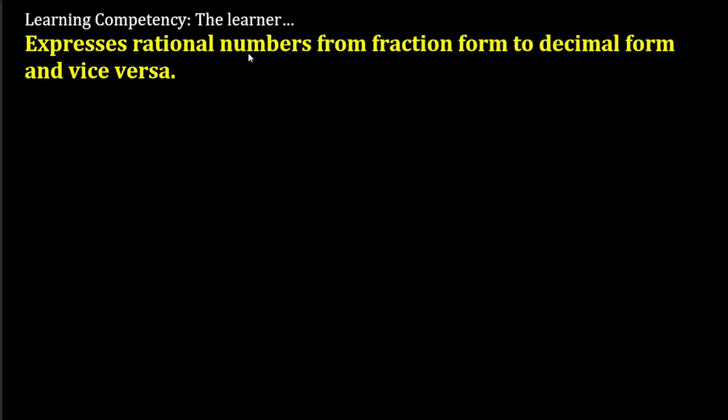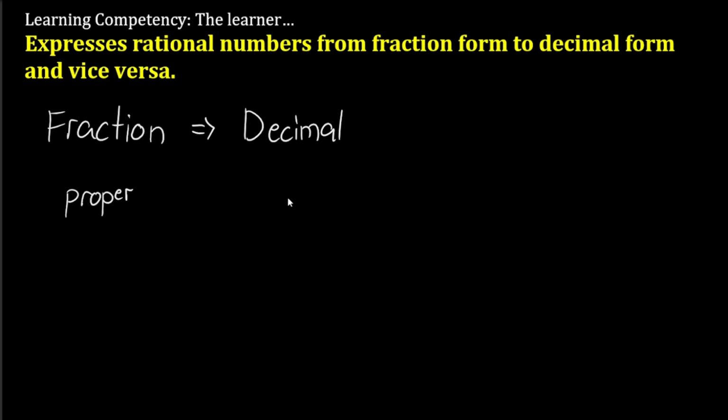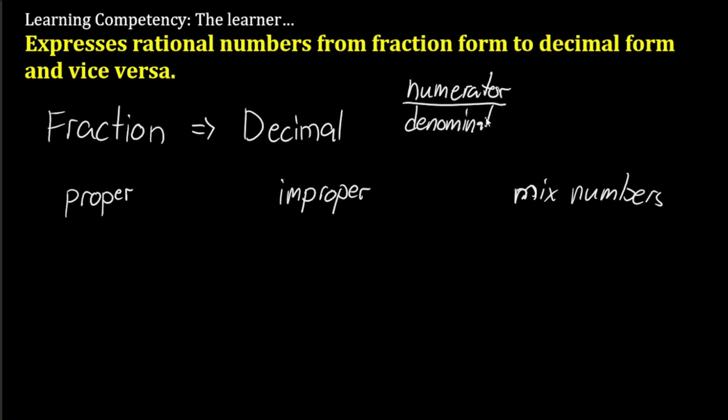Let's express rational numbers from fraction to decimal, and in the next, from decimal to fraction. Let's look at three types of fraction, that is, proper fraction, improper fraction, and mixed numbers. And remember, your numerator is on the top, and your denominator is on the bottom. And to convert this to decimals, we just need to take the numerator and divide it by the denominator.